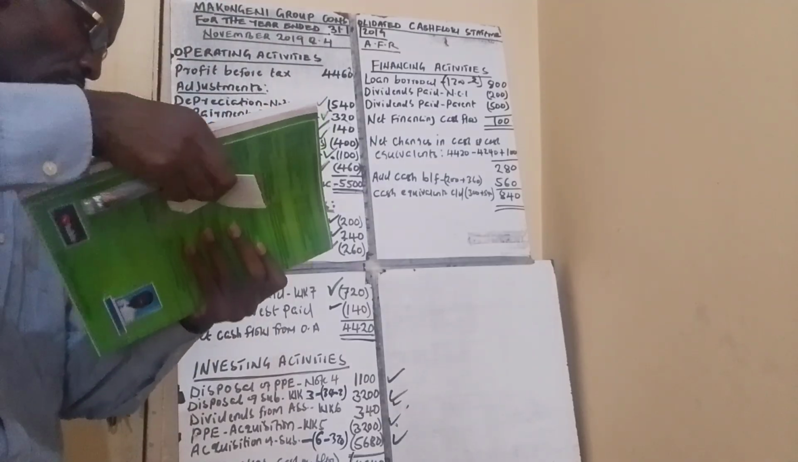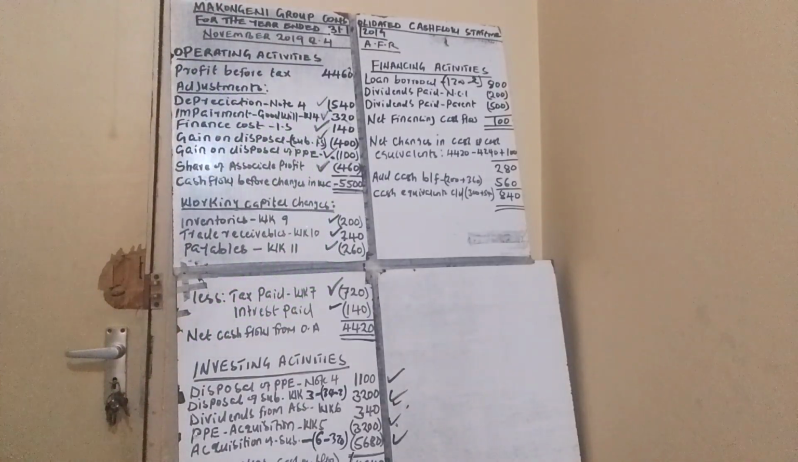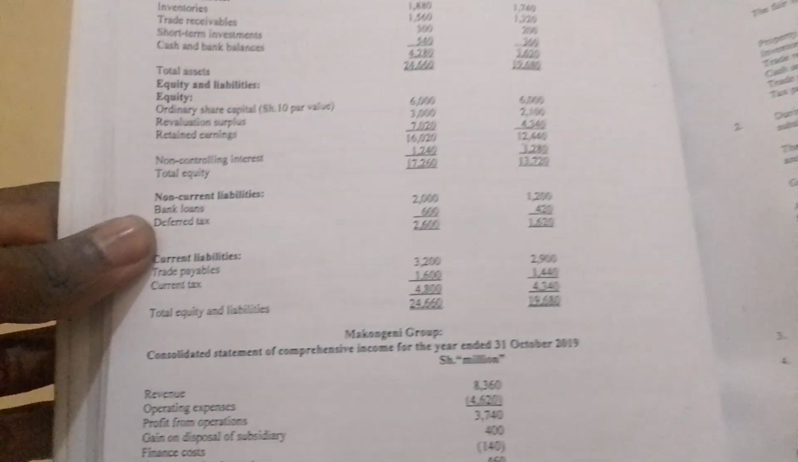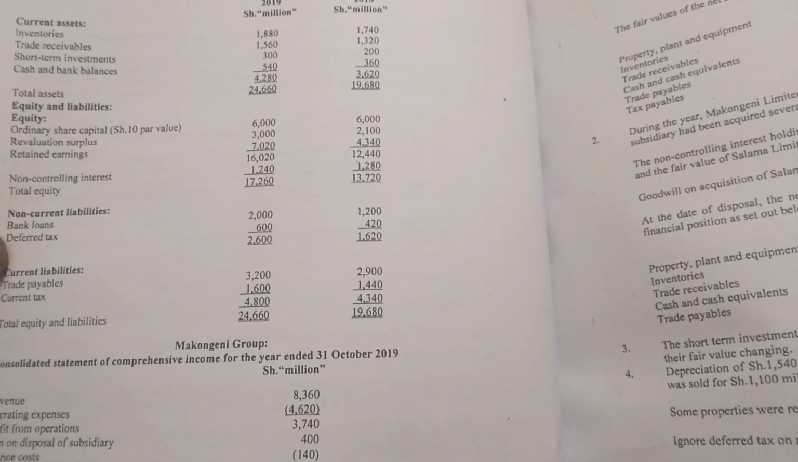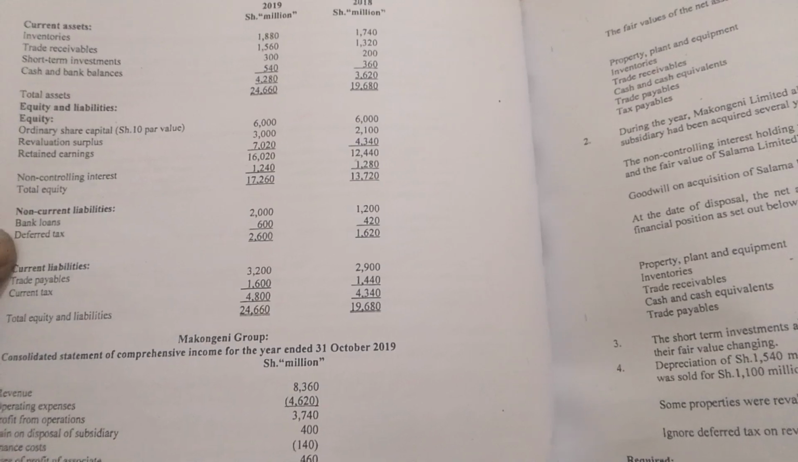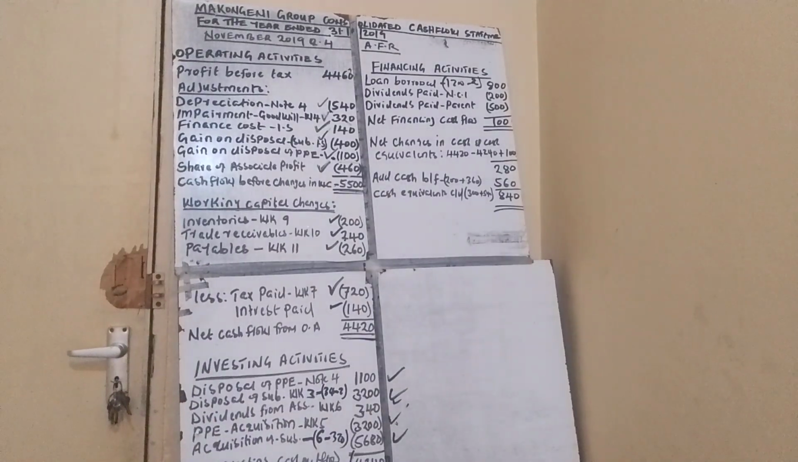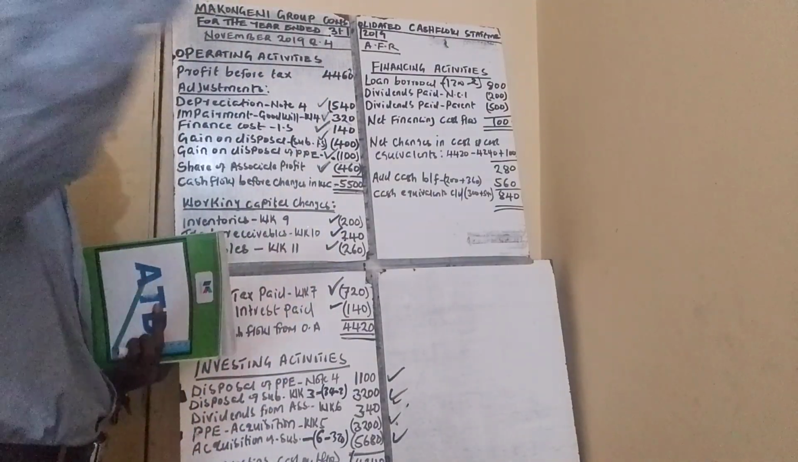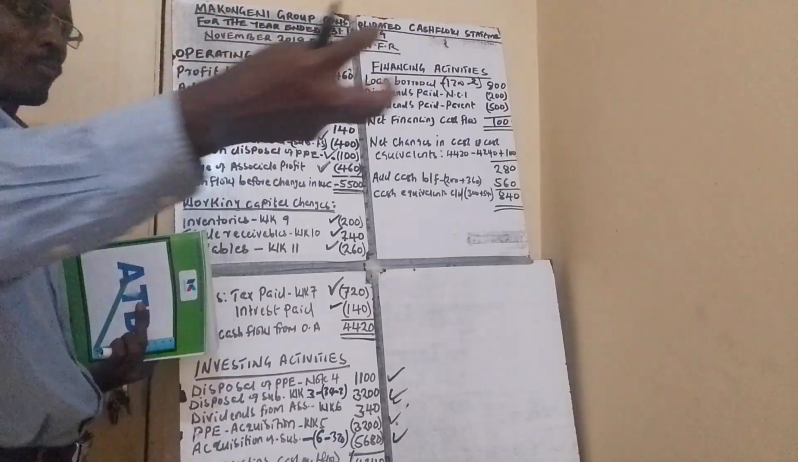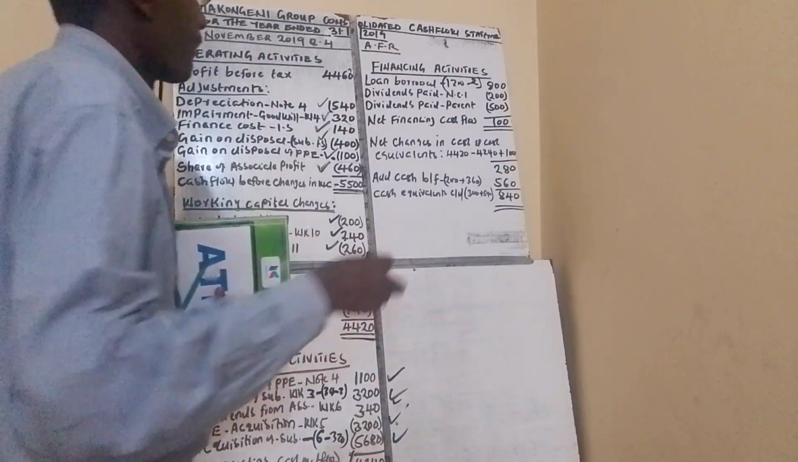Go to the bank loans in the statement of financial position. How are our loans? Can you see bank loans? We opened with 1200. We closed with 2000. The bank loans, okay. So it is money in because we opened that account. We opened the year with 1200. By the end of the year, we have loans worth 2000. So there is an extra 800 coming in.